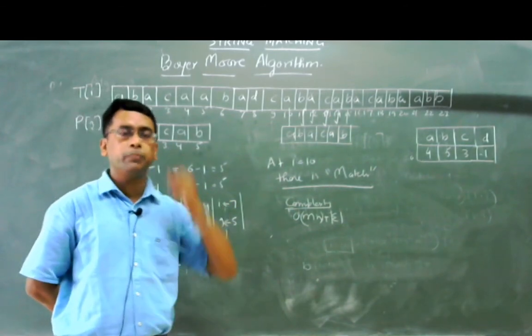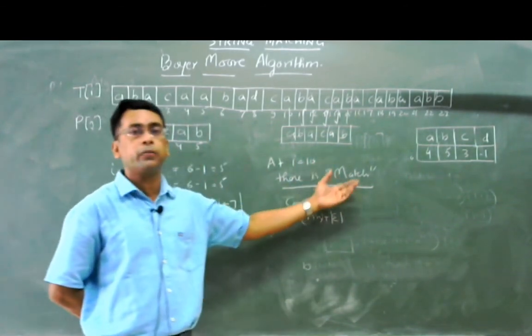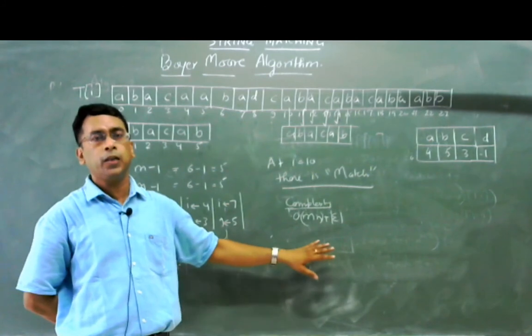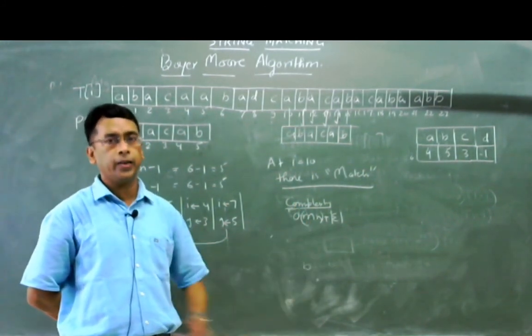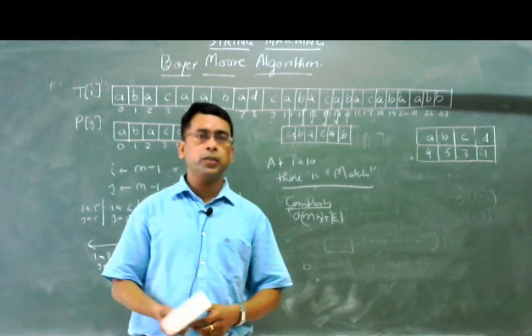So that's very simple. If we reach up to the end of the string, meaning i is greater than n minus 1, then we declare that the pattern does not exist in the given string. So that's all about the Boyer-Moore algorithm.